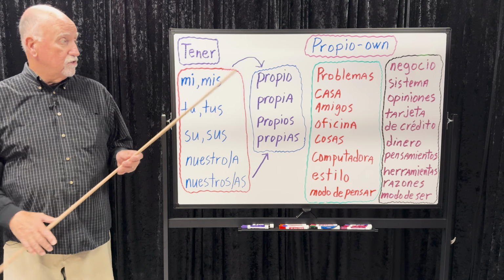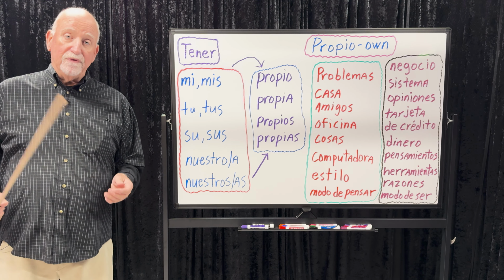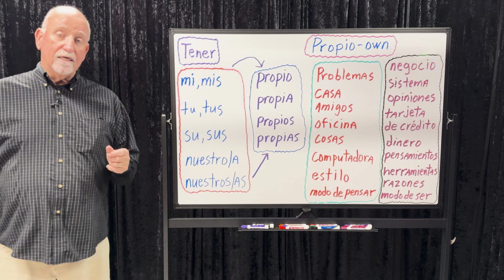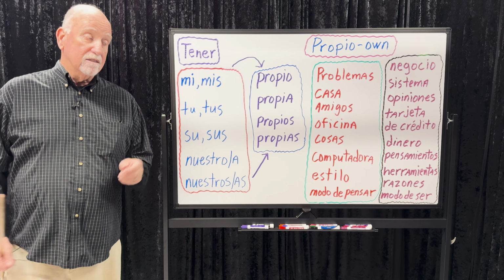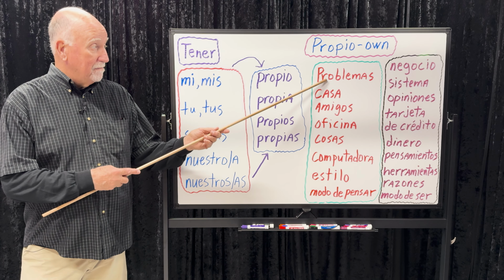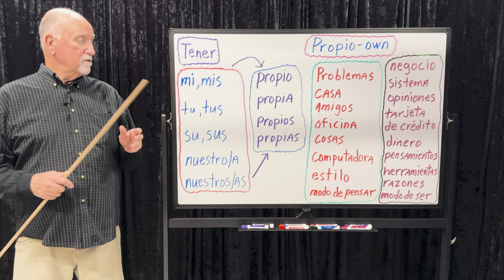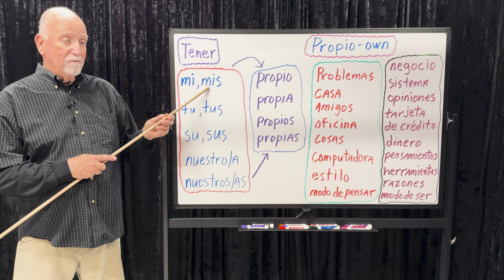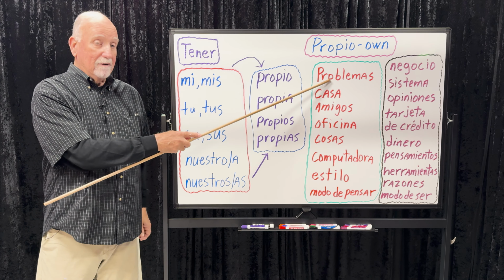So let's take a look at our two clusters of nouns. Problemas is actually masculine. We're going to find out that most words that end in ma are of Greek origin and they are masculine. So this would be los problemas. If I want to say my own problems, I would take the plural form of my, which is mis. I would take propios and add problemas.